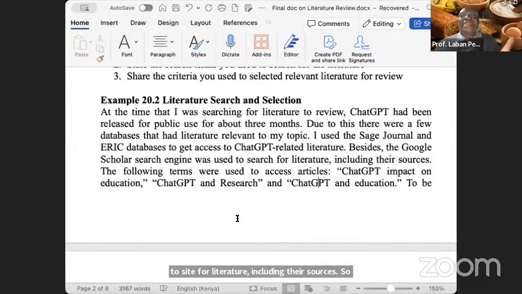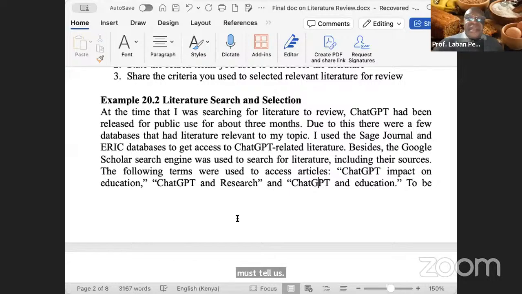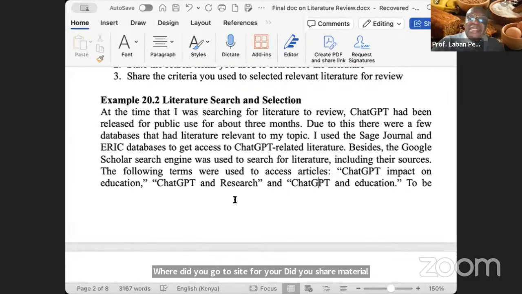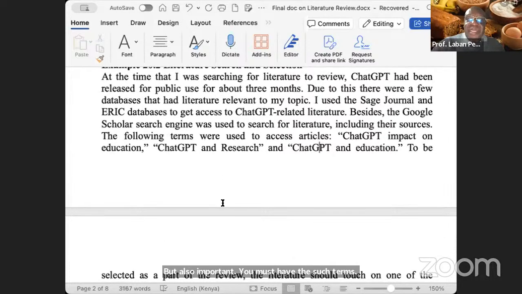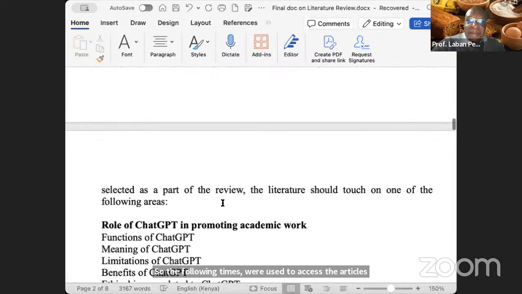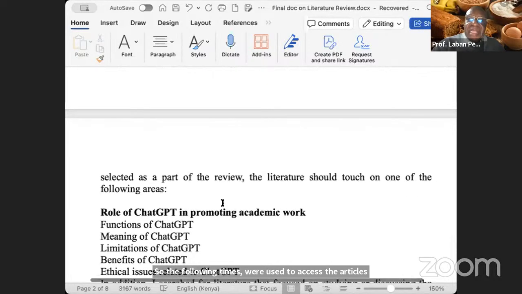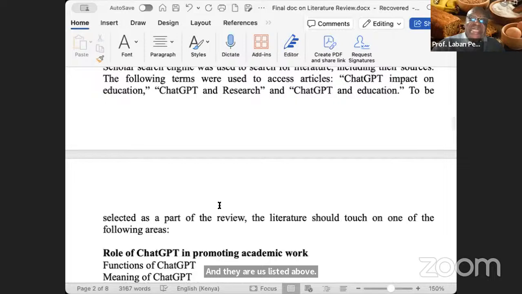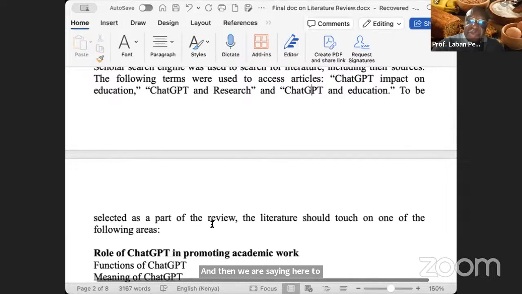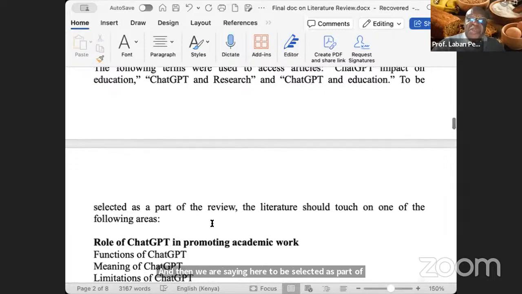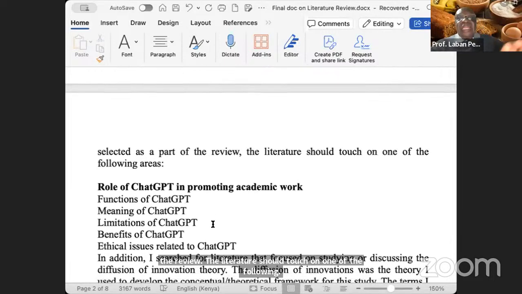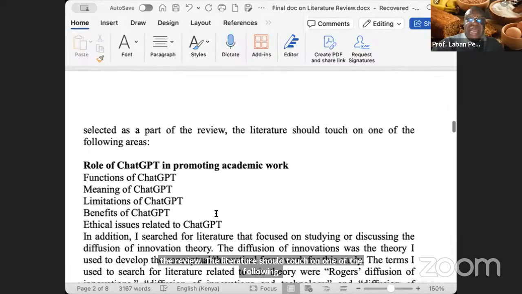So you must tell us, where did you go to search for your literature material? But also important, you must have the search terms. So the following terms were used to access the articles, and they are as listed above. And then we are saying here, to be selected as part of the review, the literature should touch on one of the following. So there is exclusion and inclusion. So carry on from there.